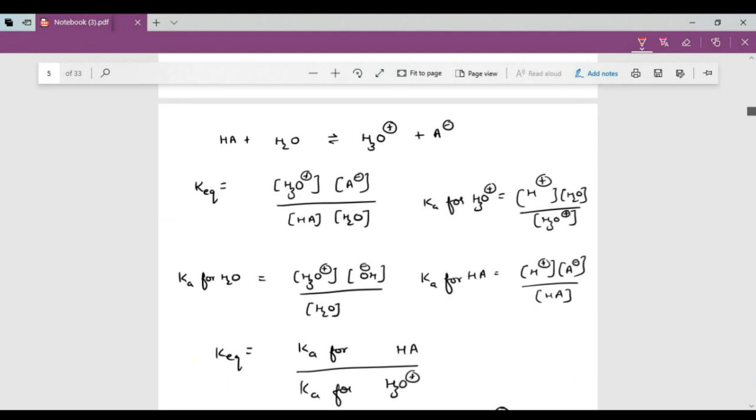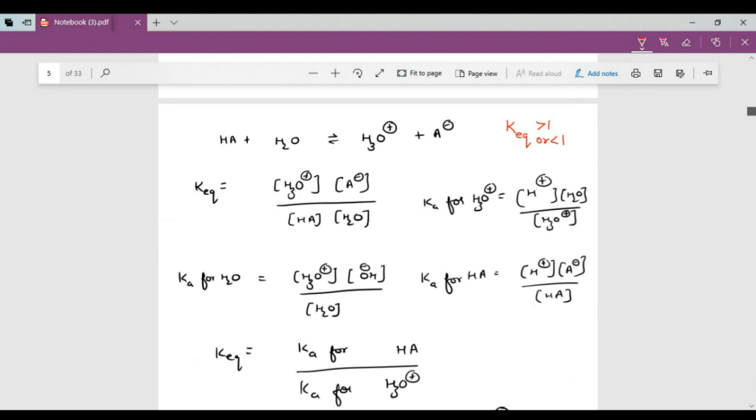So this equilibrium will be established. I want to know whether the K equilibrium of this is going to be greater than 1 or less than 1. That is, whether this equilibrium will proceed forward or will go backward. So K equilibrium of this reaction can be written as the concentration of H3O plus times A minus upon HA and H2O.